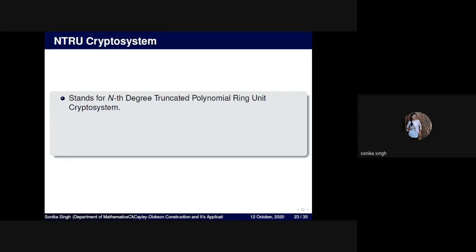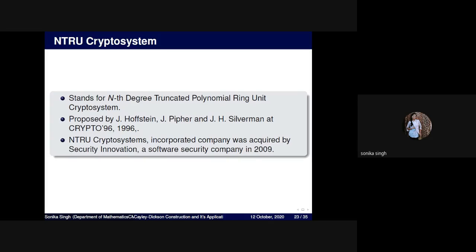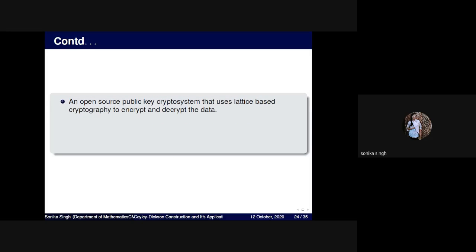So here is the NTRU crypto system. NTRU stands for the nth degree truncated polynomial ring units system. It was proposed by Hoffstein, Pipher, and Silverman at Crypto 1996. It was acquired by a software security company named Security Innovation in 2009. This is an open source public key crypto system that uses lattice-based cryptography to encrypt and decrypt data. The most important feature of the NTRU crypto system is that it is a quantum proof system. It cannot be broken even by using quantum computers.